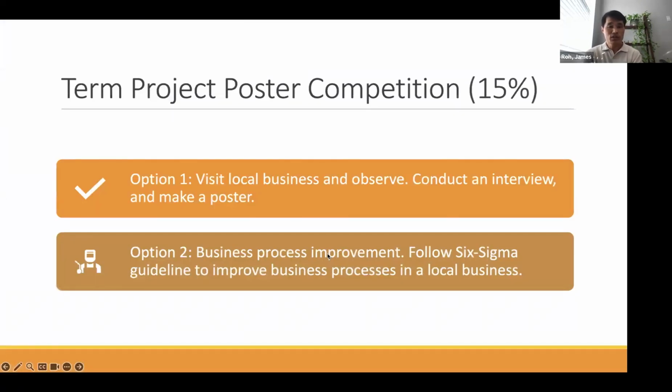Here's the poster competition that I mentioned, 15% of your grade. There are 2 options. Option 1 is visiting a local business and observing their operations management practices. You want to conduct an interview with the manager there and make a poster based on the questions and findings. That's option 1. Option 2 is business process improvement. It is using a concept that you learned from this course, especially the Six Sigma method, and you want to spot a problem and improve that problem.